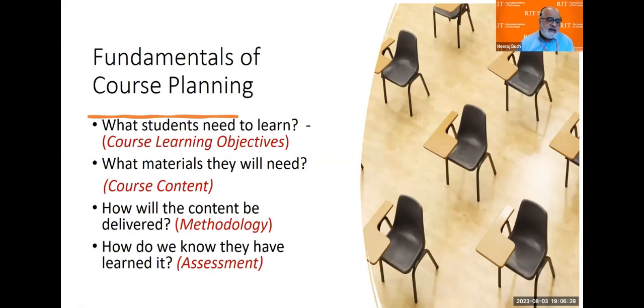Fundamentals of course planning, and there are many elements to course planning. One, of course, is identifying the learning objectives, what the students should expect to learn when they take your course. And then, of course, how are you going to deliver these learning objectives? What is going to be the content of the course? What is the method of delivering this information?